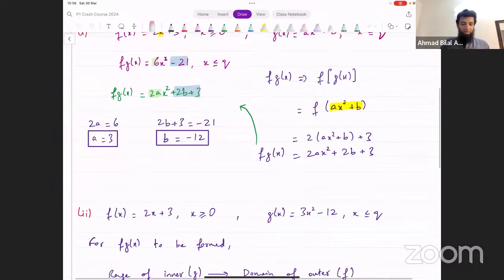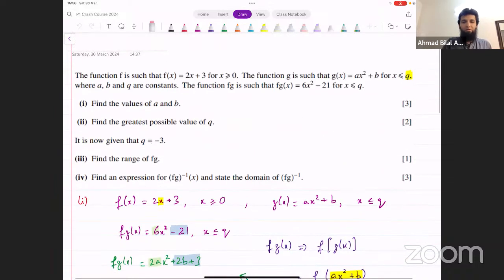Let's have a look at the next part quickly. Now it says it's now given that q equals -3. So now they have given the value of q, that's -3. We found the largest possible value of q, that was -2. They're saying now q is -3, right?